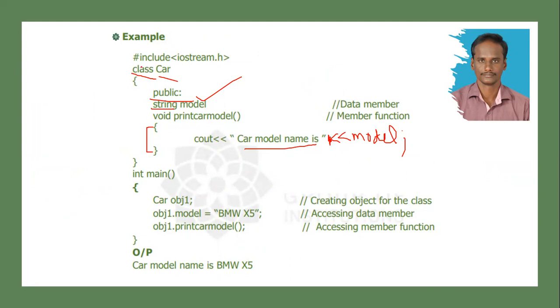You just see the class name is Car. We have one data member and one member function. The data member is model, the member function is printCarModel. I'm creating objects inside main. We know the syntax: class name, object name. The object name is obj1. See here, I'm assigning a value to model: obj1.model equal to BMW. What happened? This BMW X5 is assigned to this model variable.